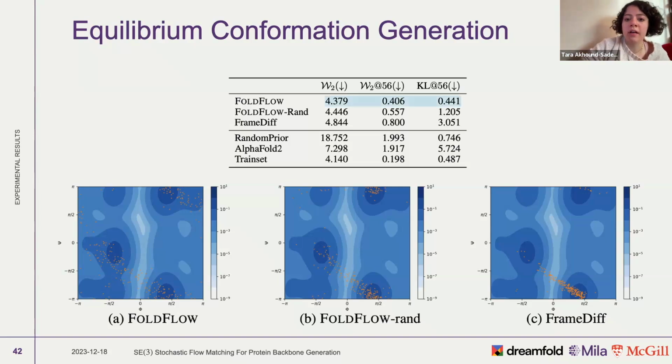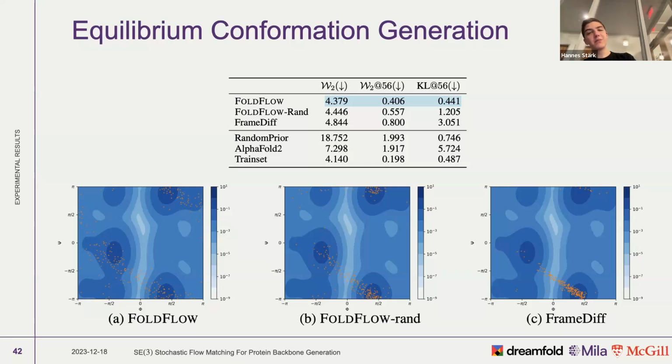So we're comparing the 2-Wasserstein distance in angle space between generated and test samples over all residues, and also over the most flexible residue, which is residue 56. And we also look at the KL divergence at the most flexible residue. And we see that FoldFlow, starting from an informed prior, gets the best scores on these metrics. So this is just to showcase that starting from an informed prior can be useful for some protein tasks, and flow models are able to do this as opposed to Gaussian priors.